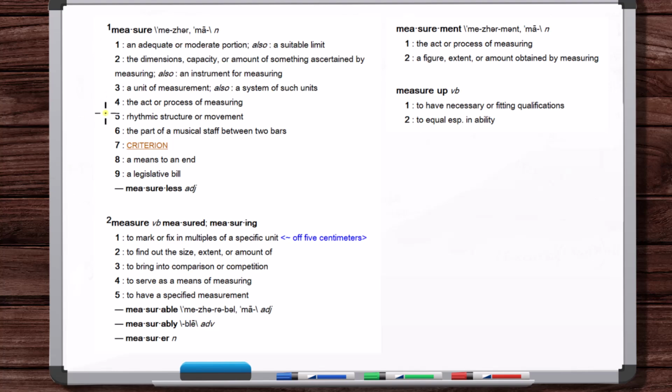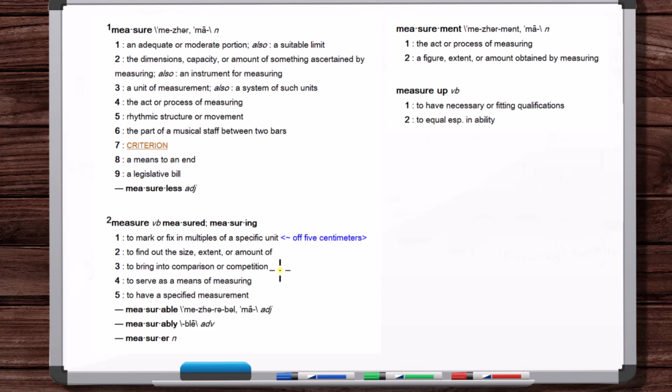The act or process of measuring, a rhythmic structure or movement, a legislative bill. So we're not talking about this first definition, but this second definition, number 2, is mainly what we're talking about here. To find out the size, the extent, or amount of. To find out or to describe it. To bring into comparison or competition. Yeah, kind of number 3 as well.